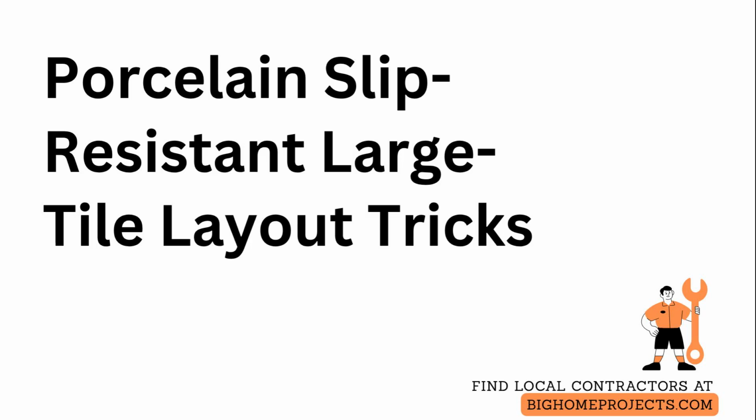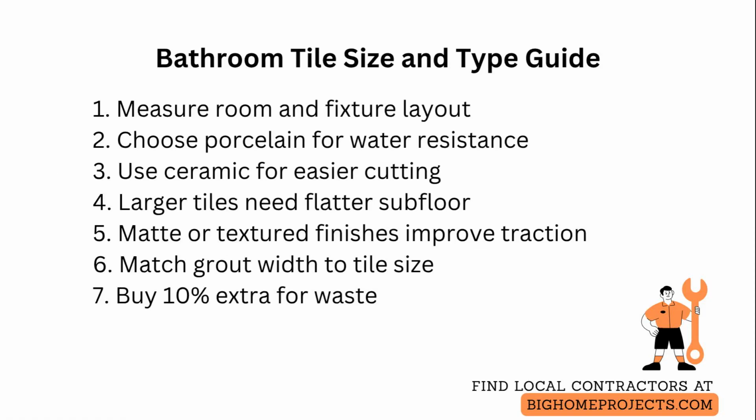Choose tile size and type for a bathroom floor by matching water resistance, slip safety, and grout line goals to the room size and layout. Start by measuring the bathroom and noting door swing, fixtures, and any alcoves so you can plan full tiles and minimize cuts. For material, choose porcelain for the highest water resistance and low porosity, or ceramic for a lighter weight and easier cutting if the subfloor is stable.